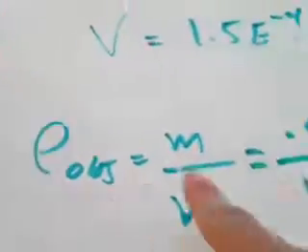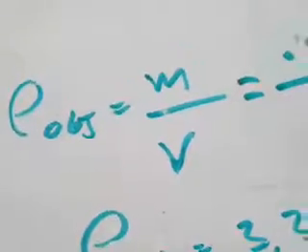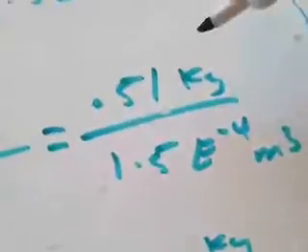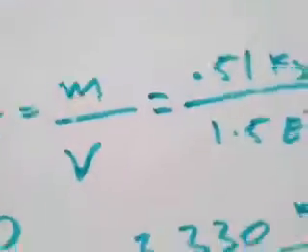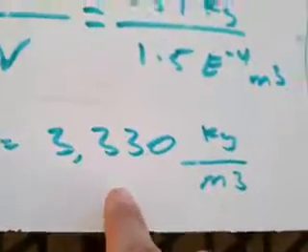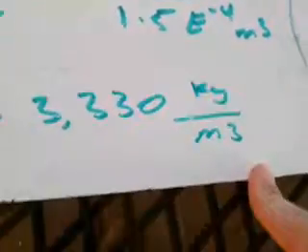So there's the other half that we needed, because the density of any object is its mass divided by its volume. All right, its mass we got earlier, we said it was 0.51 kilograms. We got that from that chain of logic right there. Its volume is 1.5 times 10 to the negative 4 cubic meters. We got that from above there. Push the divide button, you will get 3,330 kilograms per cubic meter. So it's considerably denser than water.